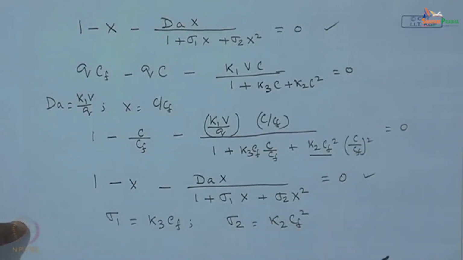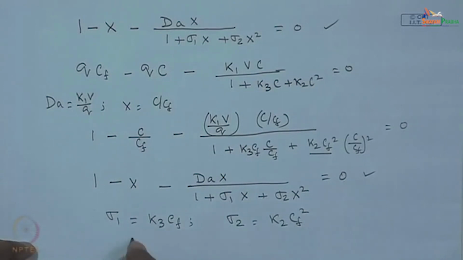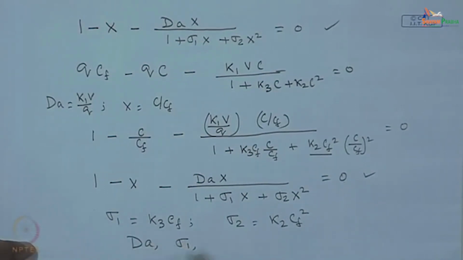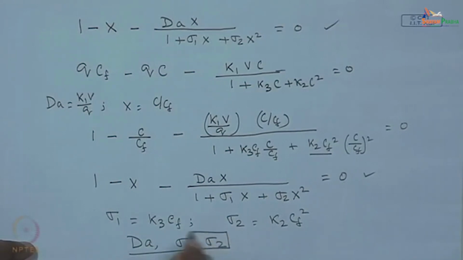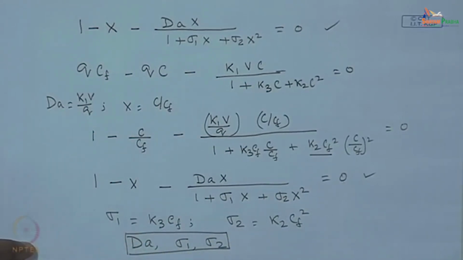Now, therefore, we have 3 parameters in this system, Da, sigma 1 and sigma 2. All of them are non-dimensional and their definitions are: Damkohler number is K1 V by Q, sigma 1 is K3 times Cf and sigma 2 is K2 times Cf square. So, we are looking for a relationship between these 3 parameters Da, sigma 1 and sigma 2, so that there will be existence of a unique steady state to this particular problem.